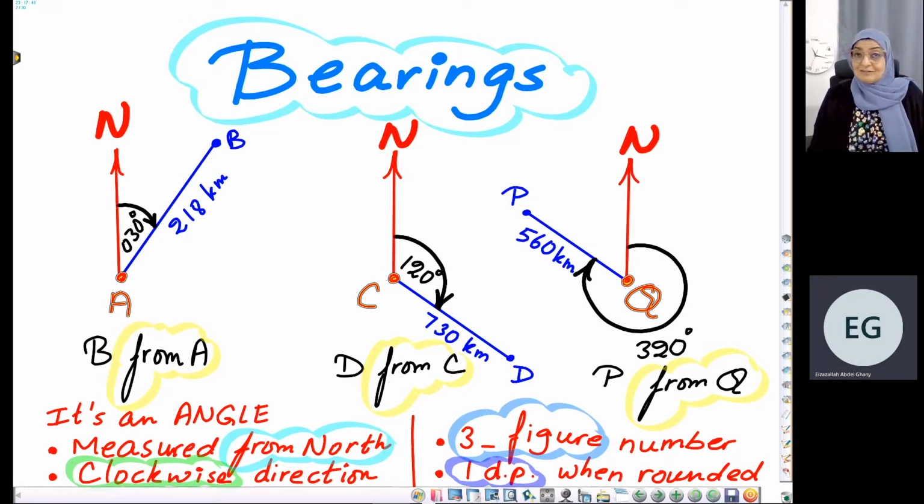When you are asked to sketch the bearing of B from A, he will mention also the distance, not only the angle. So the bearing of B from A is 30 degrees, which is 030, and the distance of B from A is 218 kilometers. You have to sketch it nicely. The bearing of D from C is 120 degrees, and the distance of D from C is 730 kilometers. The bearing of P from Q is 320 degrees, and the distance of P from Q is 560 kilometers.